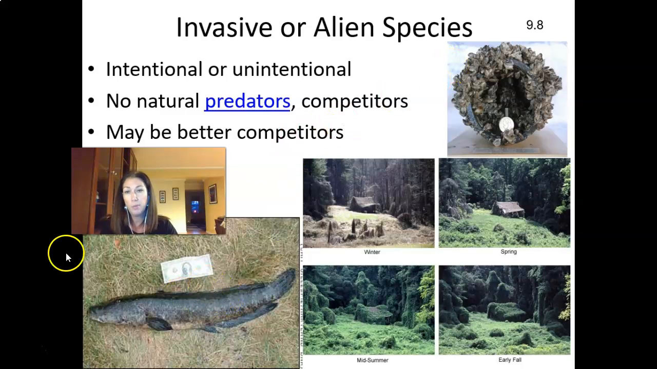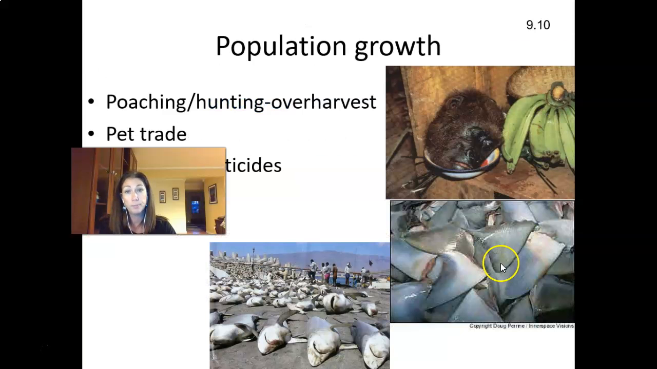And it's not only animals that are invasive species, plants are invasive species as well. This is an example of kudzu that was introduced into the South, and you can see in the winter it was dormant, and then in the spring, summer, and fall, kudzu is a plant that grows incredibly fast and can smother trees and outgrow other plants.